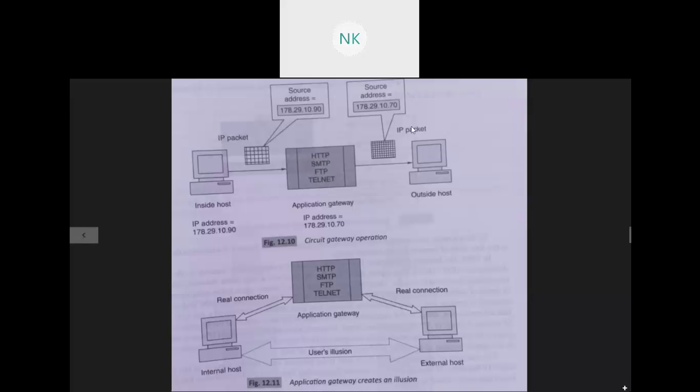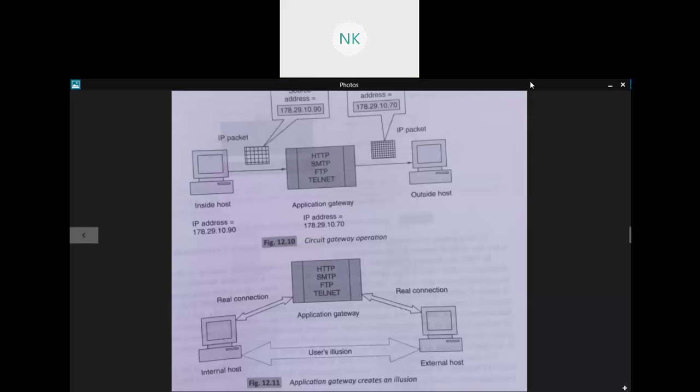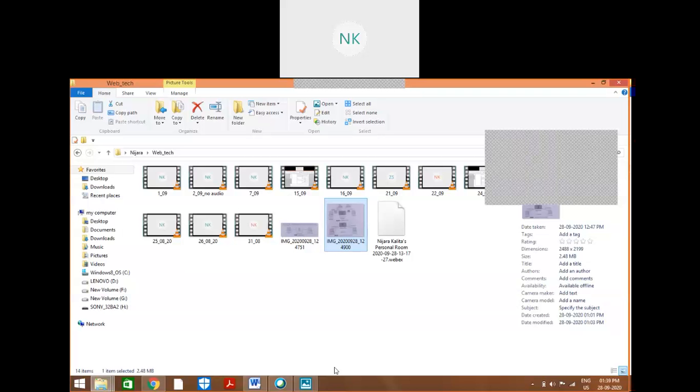So for the outside world, the server, since the IP address is changed to the IP address of the application gateway, the server will never know the actual user with whom it is communicating. Correct? Clear?